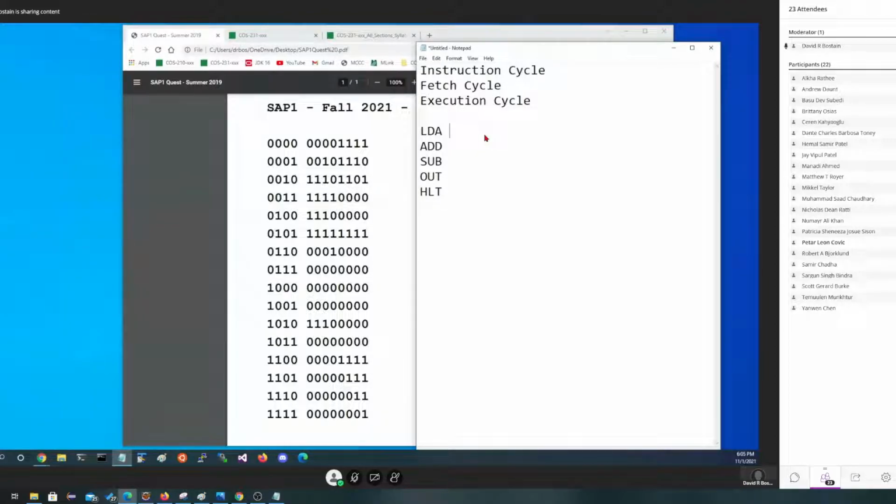Menotti, what's the opcode for a load accumulator? Would it just be 0000? It would be. And what's the address portion of that going to be, Matthew? It's four values, which is where you go to get the data you're going to load into the accumulator.